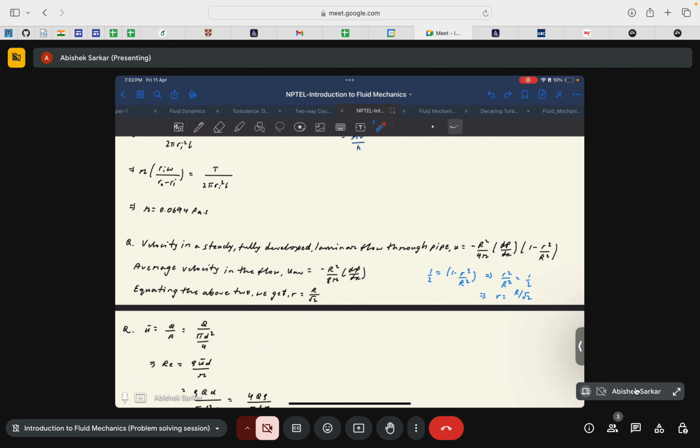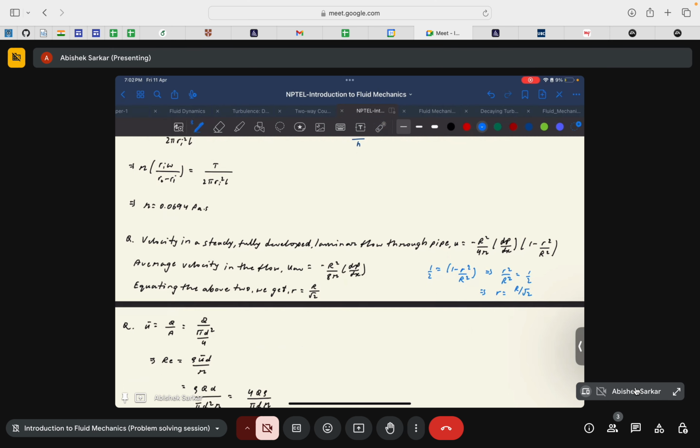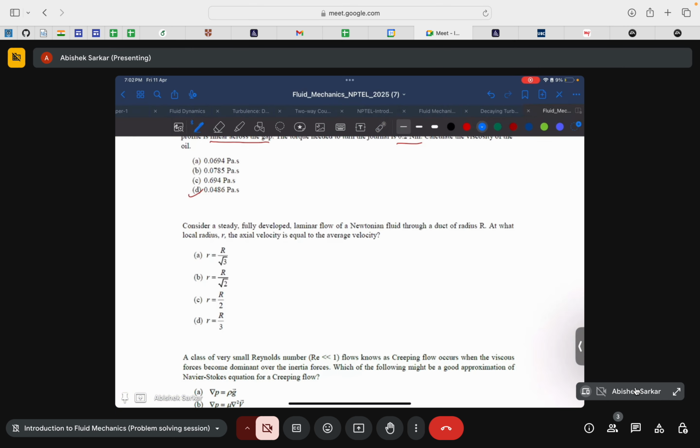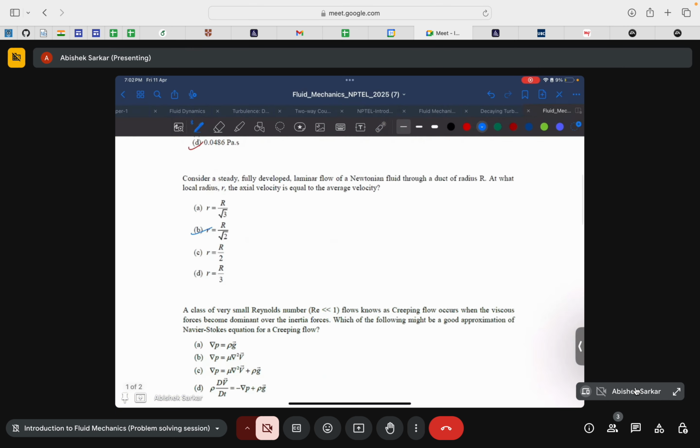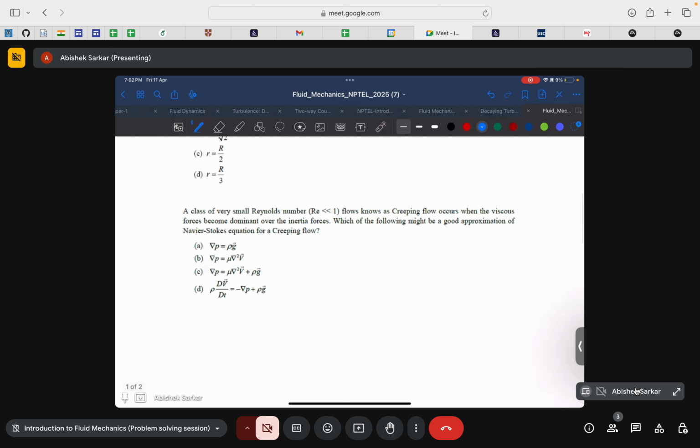Now it is said that the axial velocity u in this case is equal to the average velocity. So if you equate both of them, you will get that half is equal to 1 minus r square by capital R square. Then r square by R square is 1 by 2, or r is R by root 2, which is exactly the solution. Then the solution in this case would be R by root 2. Okay, so I'll skip this question. This should be the solution.